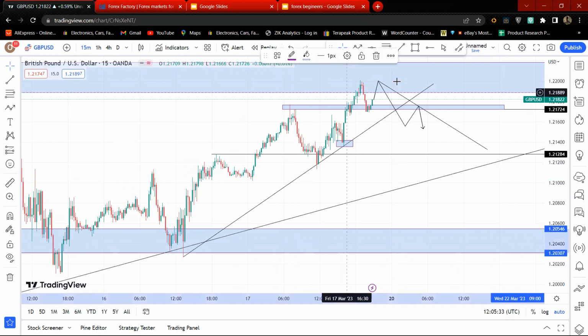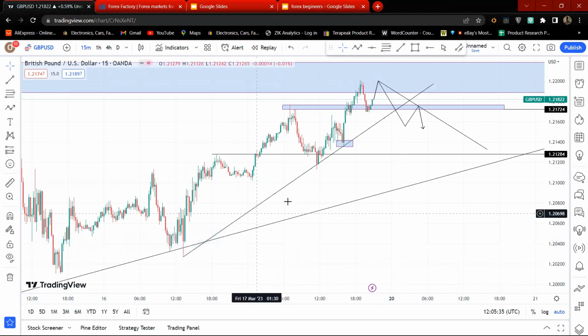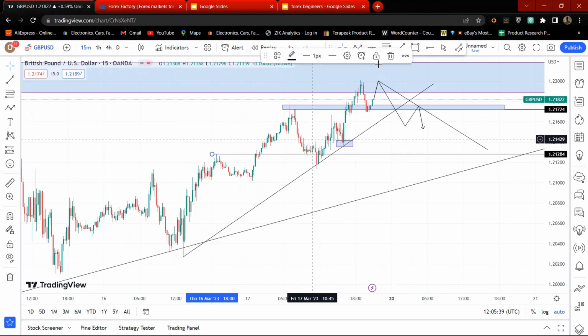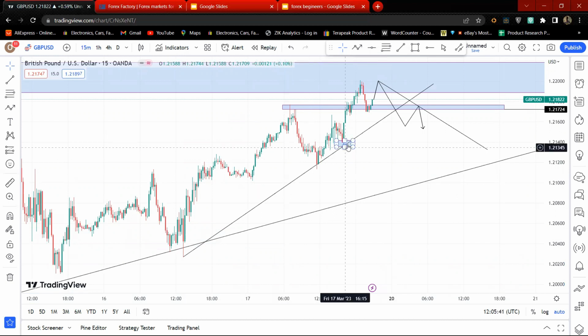I can also delete this. That's why you see my charts remain clear. This trend line, I'll leave it there. You can also delete this because the market has moved on. Let me delete this too. I have my bias in the head. I'm just waiting.